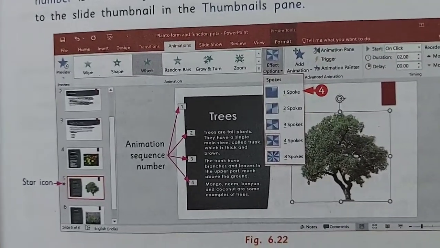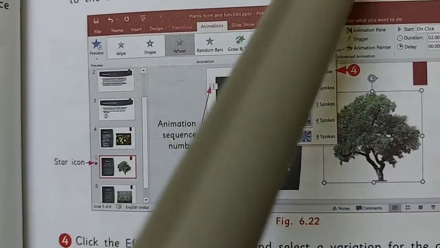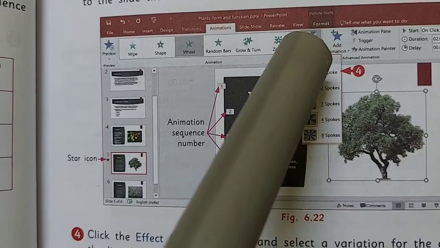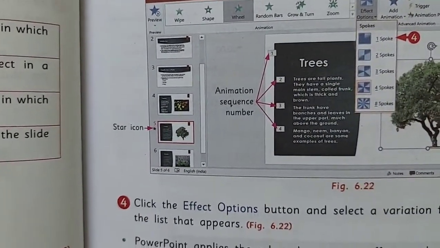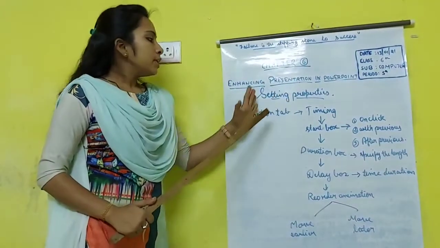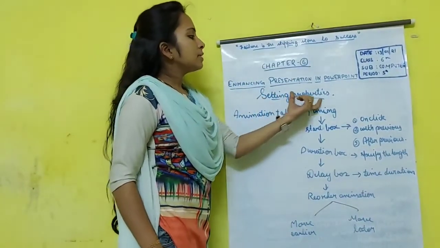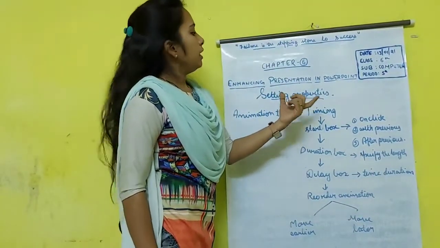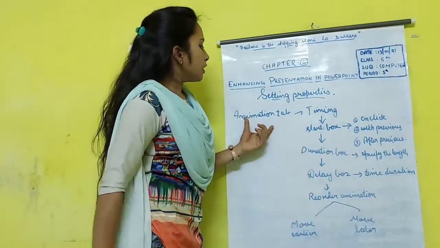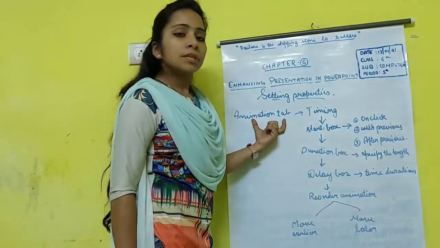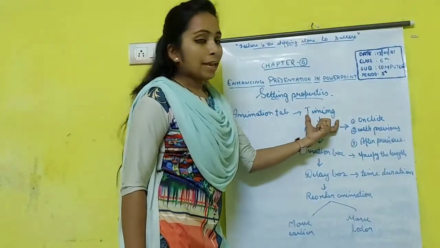Okay. This will be shown to you. Then again, this plus symbol you can see, add animation, means you can add more. So all these things are given there. Then you want to set properties for your animation. If you want to set properties for your animation, what you can do is go to the animation tab again. There you will go for timing.